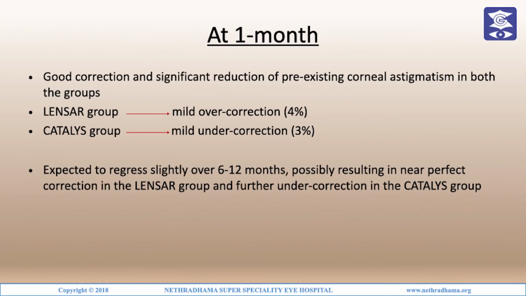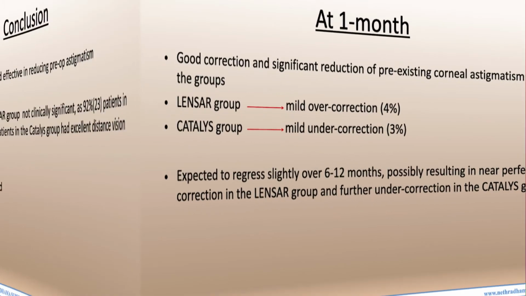Hence, at 1 month, we saw good correction and significant reduction of preoperative astigmatism in both the groups. The LENSAR group showed a mild overcorrection by 4%. In the catalyst group, there was a mild undercorrection, which is probably expected to regress a little bit over the next 6 to 12 months, probably resulting in near perfect correction. In LENSAR, it's already perfect because 4% undercorrection is not too much. It was not clinically significant.